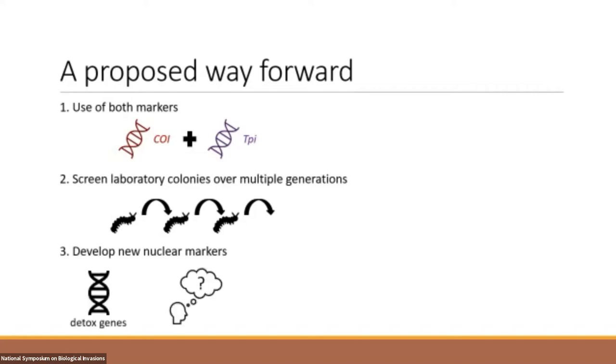And lastly, this one is a bit easier said than done, but to further investigate the development of new reliable nuclear markers. As I mentioned, there are key detoxification genes that differ between the strains. This may serve as a means to more clearly define if a colony is rice strain or corn strain leaning in its nuclear genome makeup.